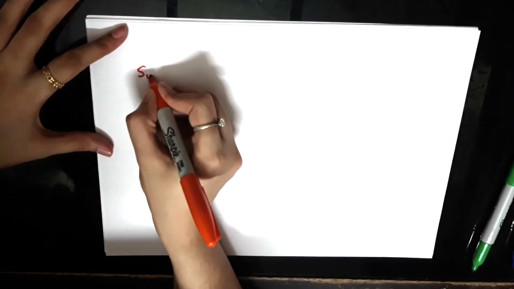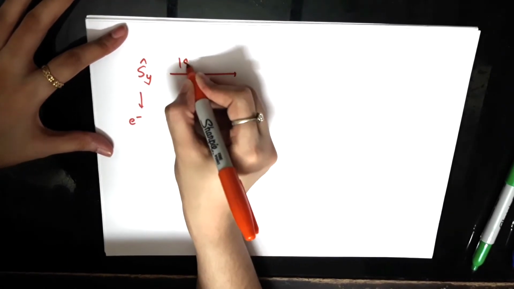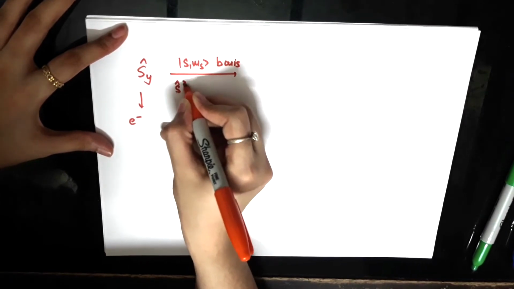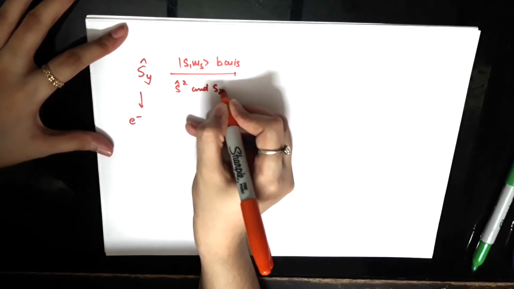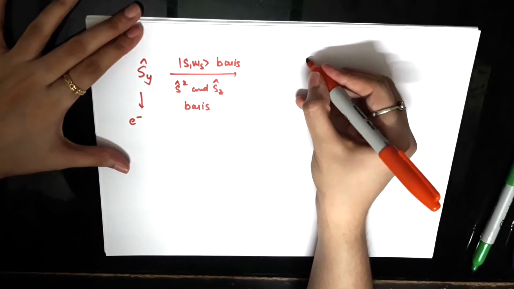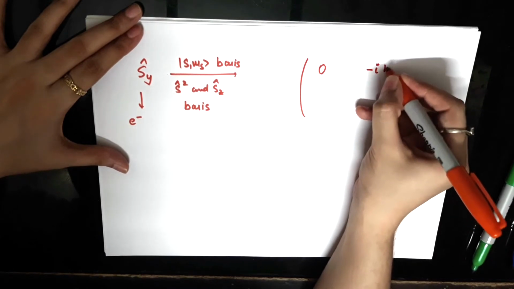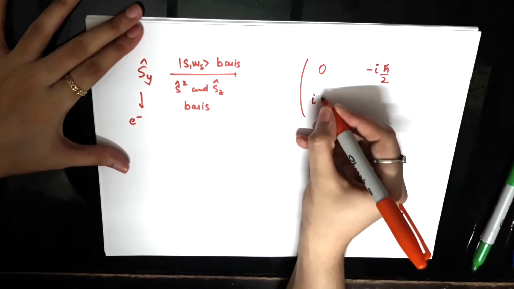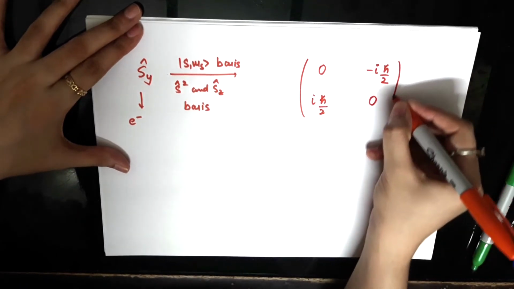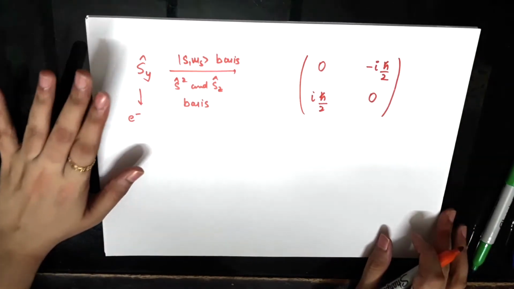So the Sy operator, and this is all for an electron, in the S, MS basis, the S squared and Sz basis, in the half plus half and half minus half basis, could be written as: 0, minus iħ/2, plus iħ/2, and 0. So this would come out to be the explicit form for the Sy operator.